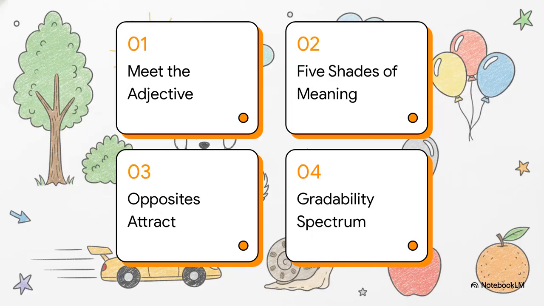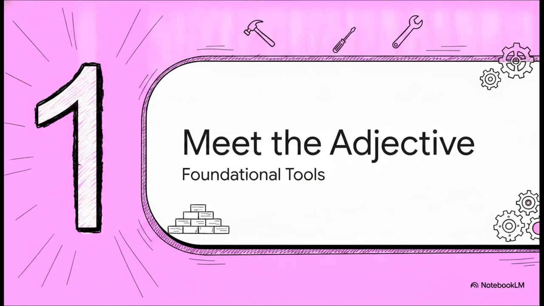So here is our roadmap for the puzzle we're going to solve today. 1. Meet the adjective. 2. The 5 shades of meaning. 3. Opposites attract. And 4. The gradability spectrum.